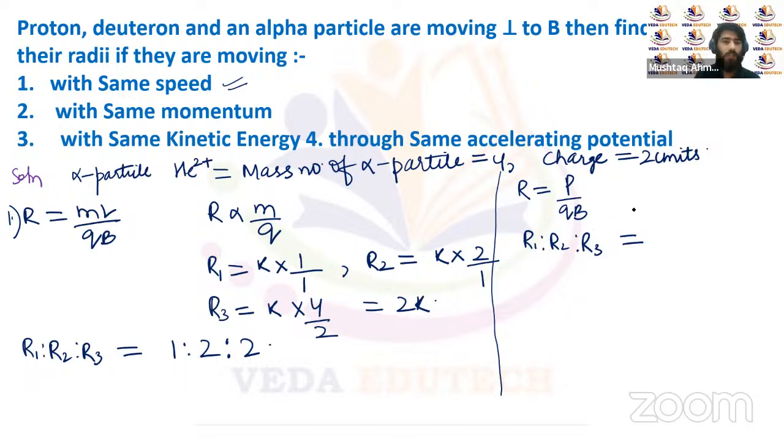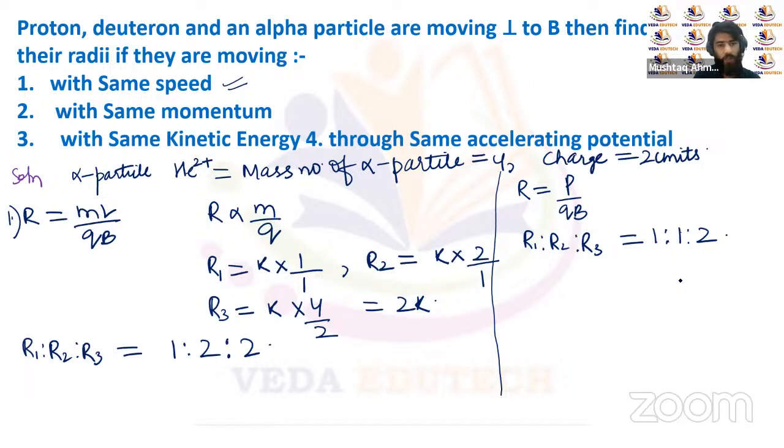It is inversely proportional to the ratio of their charge. It means 1 upon q. For proton, it will be ratio 1, for deuteron, ratio 1, and for alpha particle, ratio 2. So this will be the ratio of their radii if they move with the same momentum, that's 1 ratio 1 ratio 2, right?